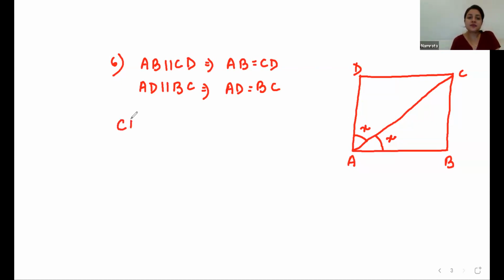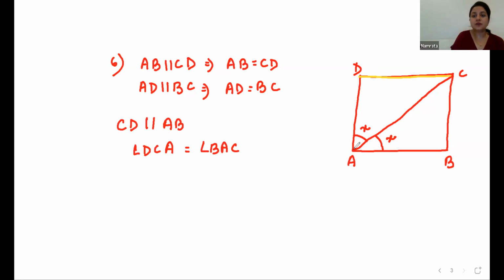Now we know that CD is parallel to AB. Side CD is parallel to side AB. So can we say angle DCA is equal to angle BAC? I'm talking about this parallel line, the yellow one, and this transversal line. Let me take green color. This transversal line. Can we say this green angle will be equal to this green angle? Can we say both are alternate interior angles? So angle DCA is equal to angle BAC. Why? Alternate interior. Right?